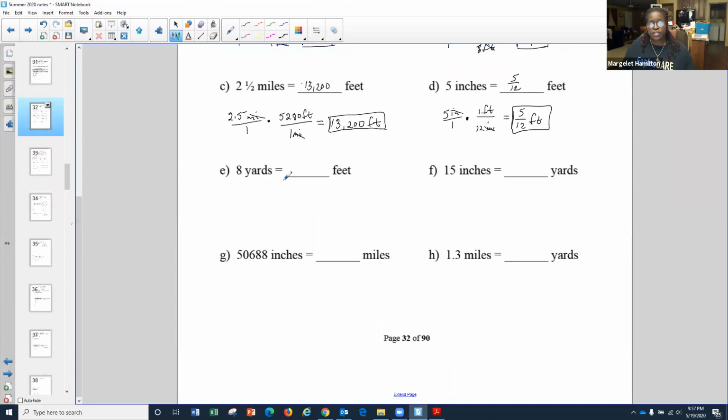8 yards to feet. So yards to feet. 8 yards over 1, multiplying by our conversion. All right, go ahead and do it. What's our conversion? How many feet are in a yard? 3 feet. Good. So we have 3 feet to 1 yard. When we cancel here, there's no other thing that we can cancel like our numbers. When we multiply across, 8 times 3 give us 24 feet.